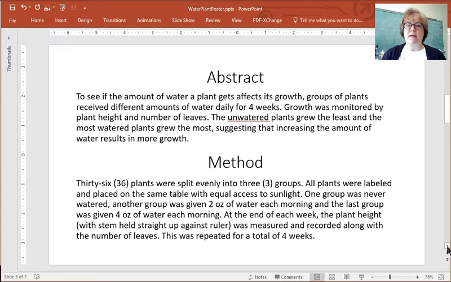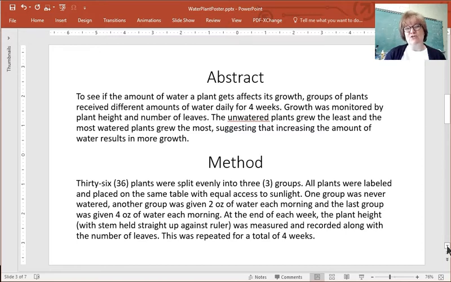And then I have my method. My method is basically, so what did I do? What was I measuring? And I really want to take attention and think about things like my controls. What kinds of things did I make sure that I controlled? How did I make sure that only the variable that I was changing, only my independent variable, was the thing that could be affecting things? So I want to kind of point out some of those details.